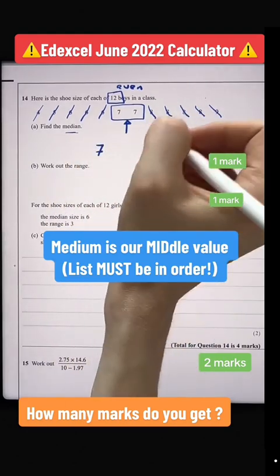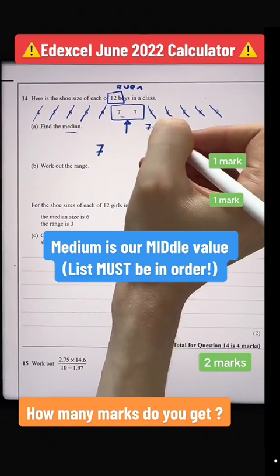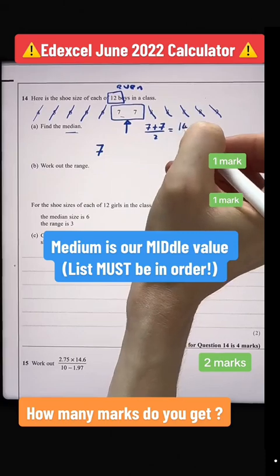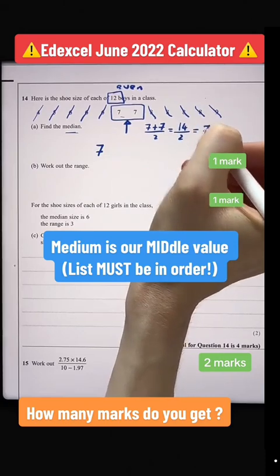But if they were different, I would just add the two numbers in the middle, i.e. in this case 7 add 7, and I'd always divide by 2 to find the median. 7 add 7 is 14, and 14 divided by 2 gives us 7.